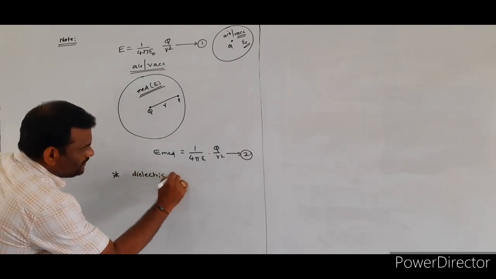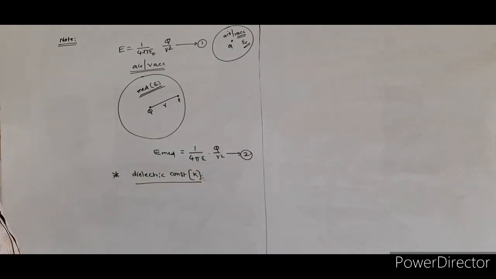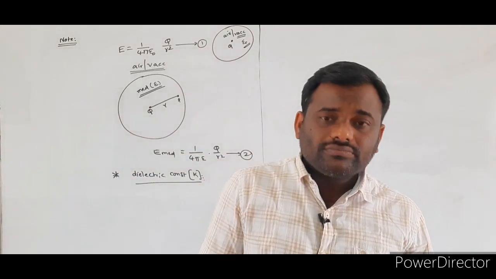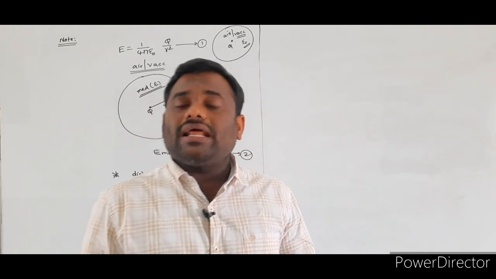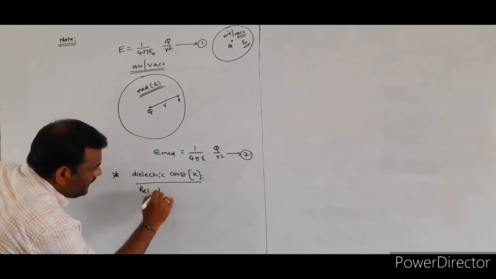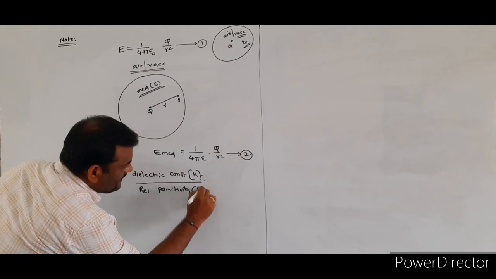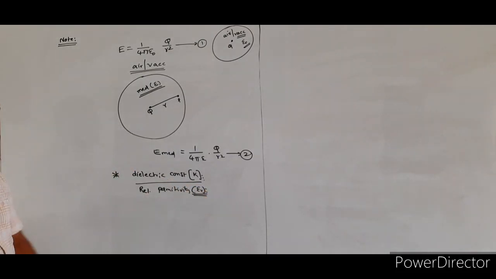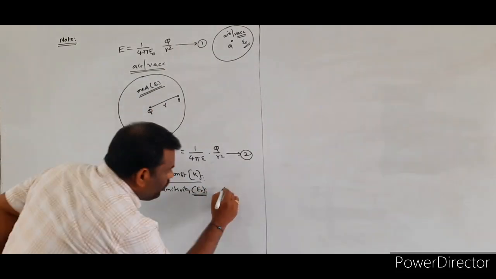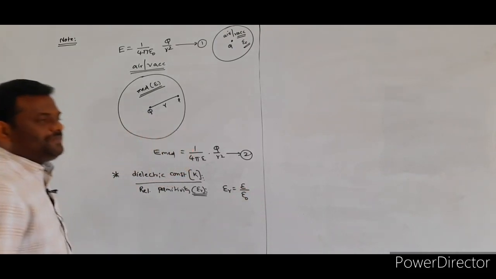It is called the dielectric constant, which is represented by capital K. How can we define the term dielectric constant? It is also called relative permittivity, which is represented by epsilon r. Either we call it a dielectric constant or relative permittivity. The relative permittivity is equal to epsilon by epsilon naught.